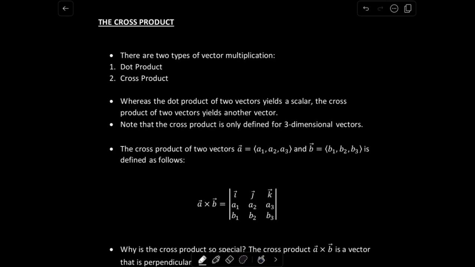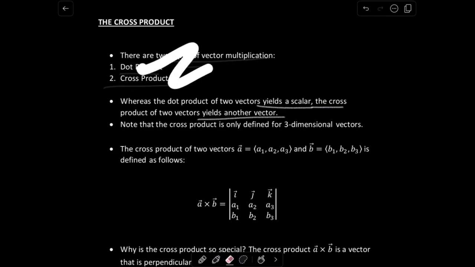In this video, we're covering the cross product. Recall that there are two types of vector multiplication. The first one was the dot product, and the second one now is the cross product. Whereas the dot product of two vectors yields a scalar value, which is just a constant, basically a number like 6, 7, minus 3, 100, the cross product of two vectors is going to yield another vector. So the dot product gave us a scalar, and the cross product is going to give us a vector.